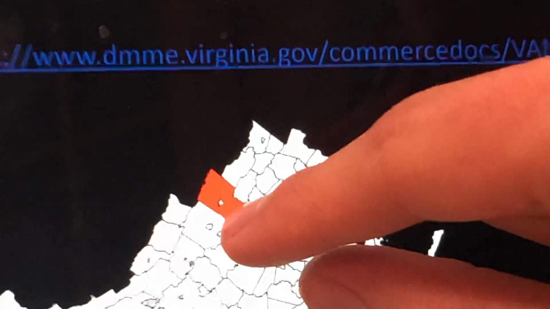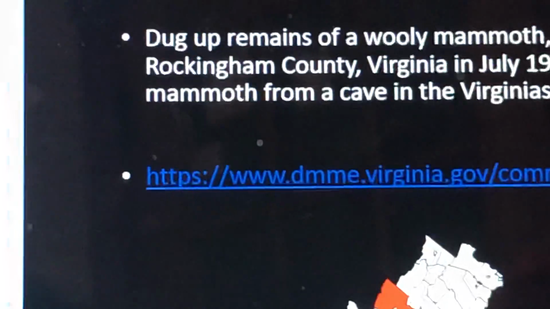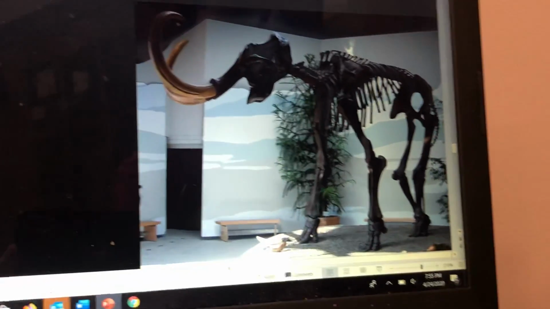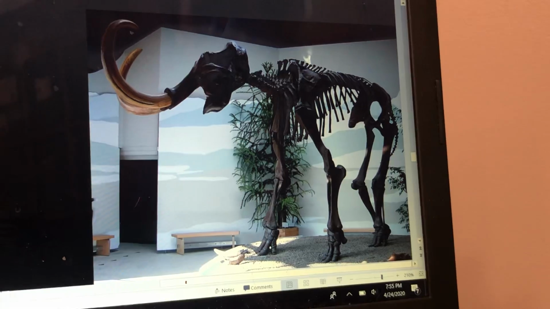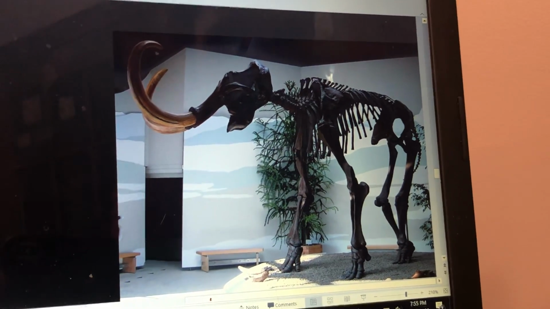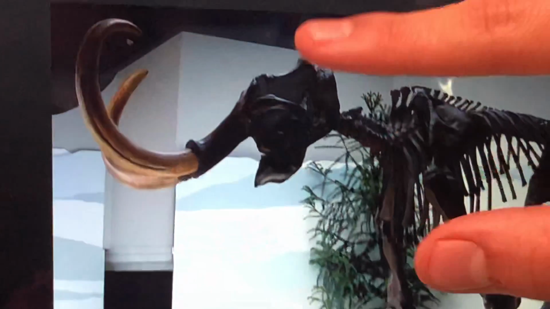I also provided a link to where I found that information right here, and remains of a skeleton of a mammoth, which is probably a baby mammoth considering that it's, well, not that big in the picture.